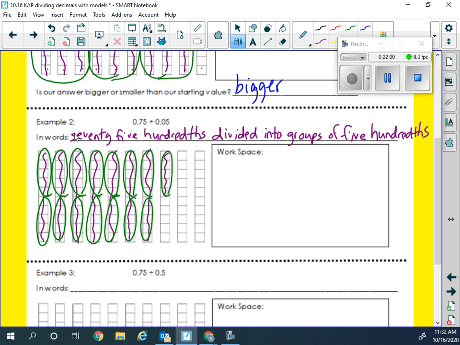All right, now that I've done that, how do I turn that into an answer? Count the number of groups. So I got 15. You guys get 15 groups? Okay, so now let's do it with a little mental math here. So 0.75 divided by 500. Okay, what can I multiply them both by to eliminate the decimals?